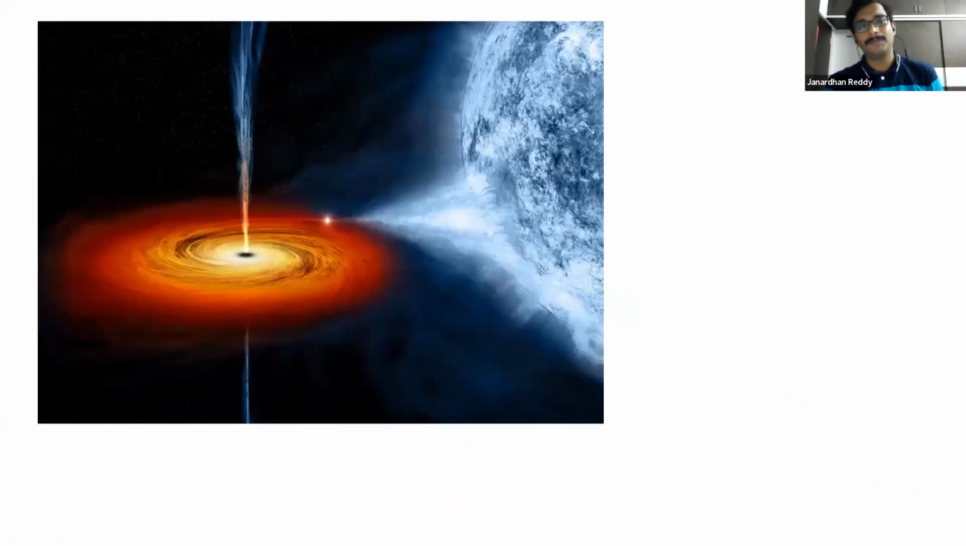Now, this is an example which we see, look at it. At the center, you have a black hole. Nothing is coming out. It is sucking. This is a star, or this can be anything. It is just that the gravity is so high for the black hole that nothing comes out of it. Everything will be sucked into it.